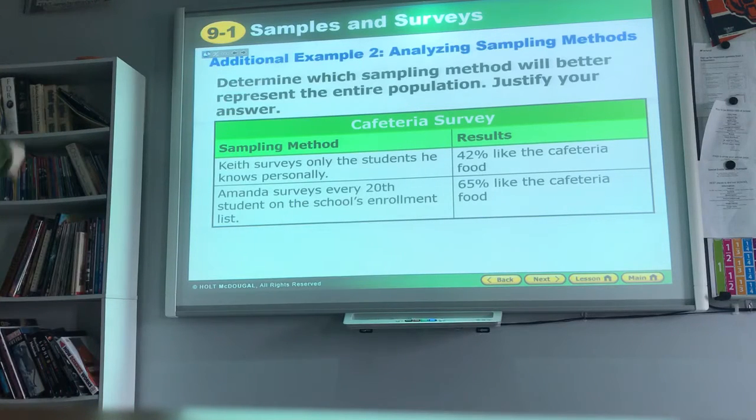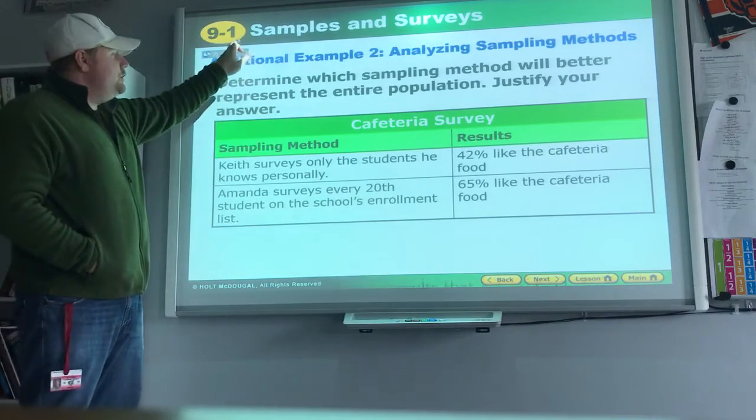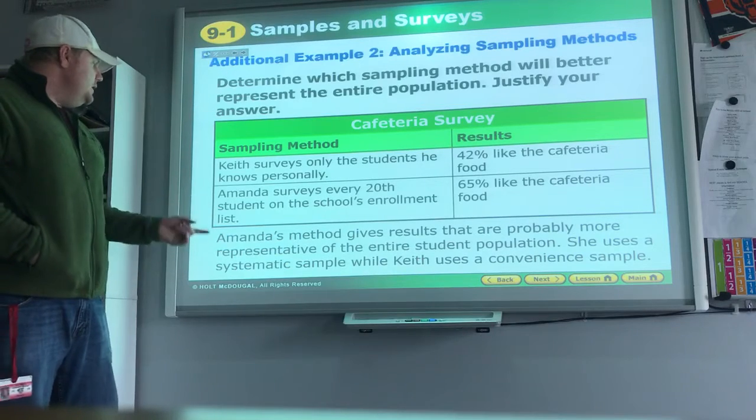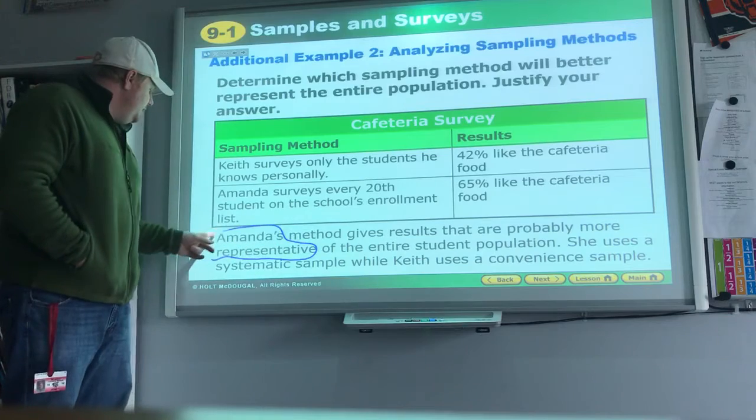Determine which sampling method will better represent the entire population. Keith surveys only the students that he knows personally. Amanda surveys every 20th student on the school's enrollment. This one would be less biased because there's no extra thing in here. So she's probably going to have a more representative one, is Amanda. Okay?